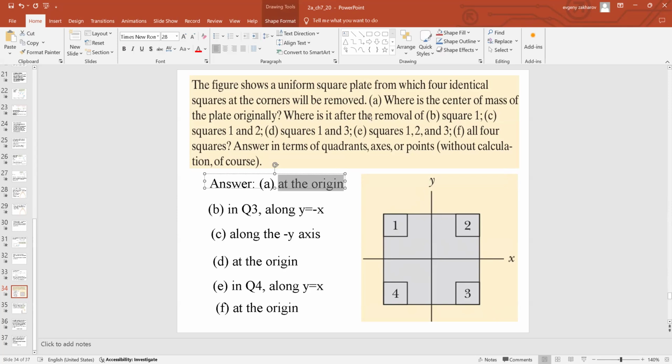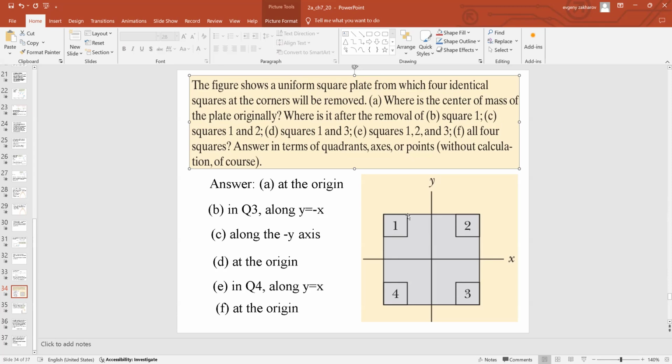Let's say you remove square 1. Let's say this whole piece is missing. Then, what is it? Removal of square 1. So the whole thing will move in the third quadrant along y equals negative x.